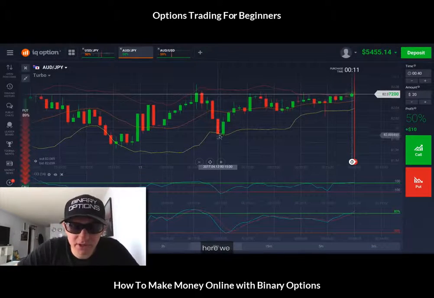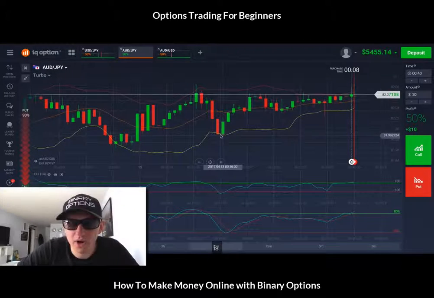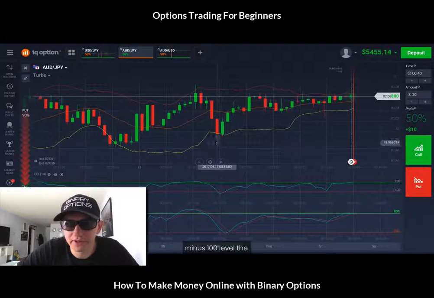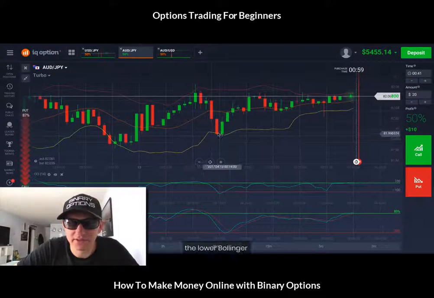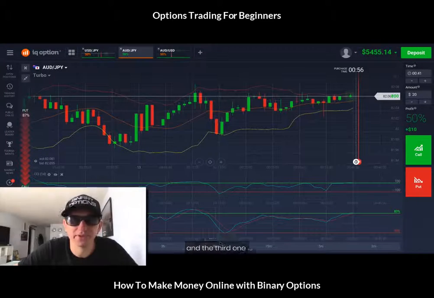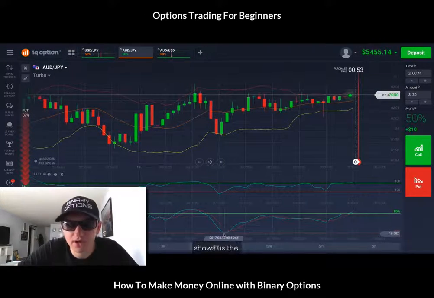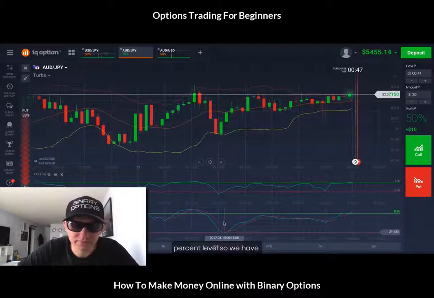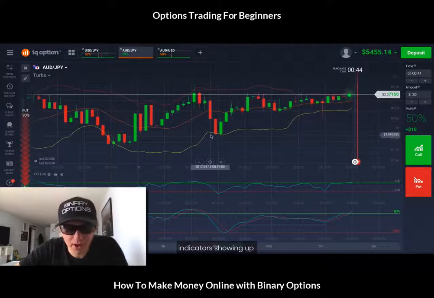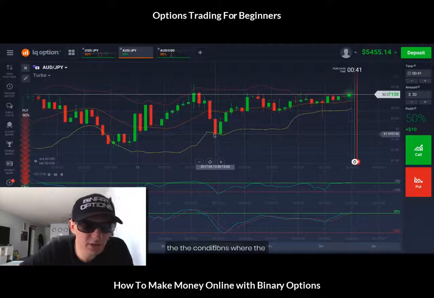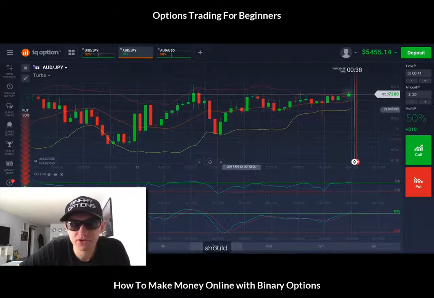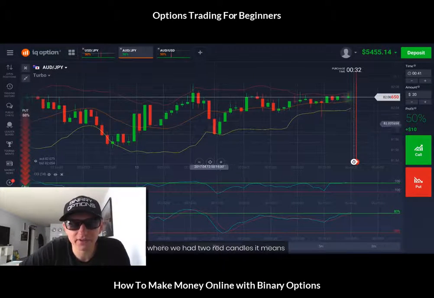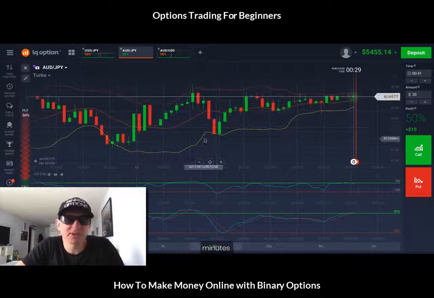So for example, here we do see several signals. One is that the CCI indicator is below the minus 100 level. The second one is that the lower Bollinger Band is breached, and the third one is that the stochastic shows us the breach of the 20% level. So we have three indicators showing the conditions where the price should start going up, and in this case where we had two red candles, it means that the price was going down for 2 minutes.